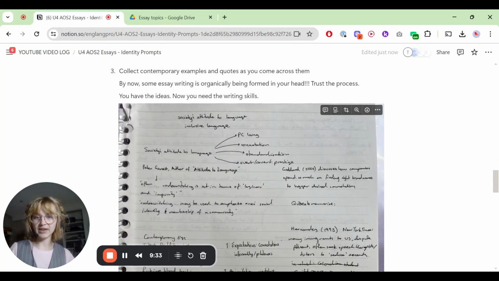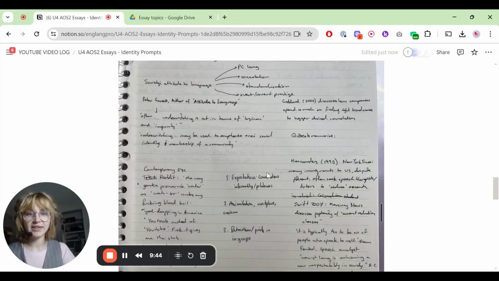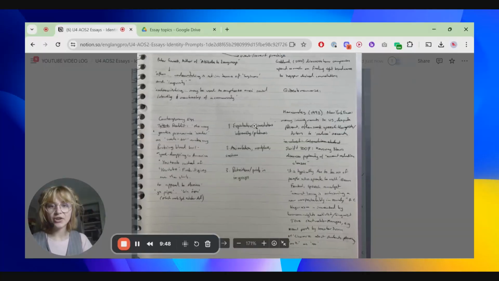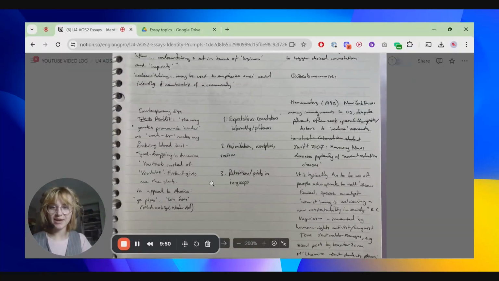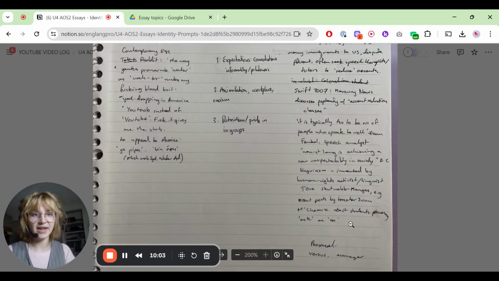Once you've done all that brainstorming, and I've got some examples of my brainstorming here, you should also, as you go along, be looking for contemporary examples and quotes. So here's my area study to brainstorm. It's got contemporary examples from Reddit here. These are three paragraph ideas that I was brainstorming about. A New York Times article, some quotes down here.